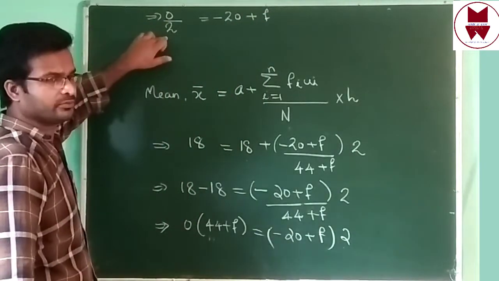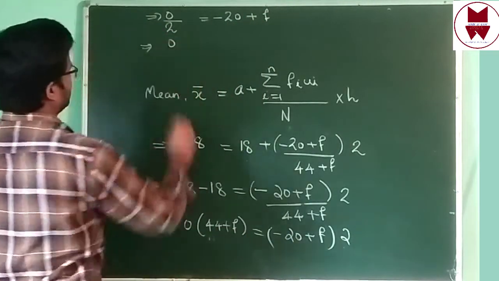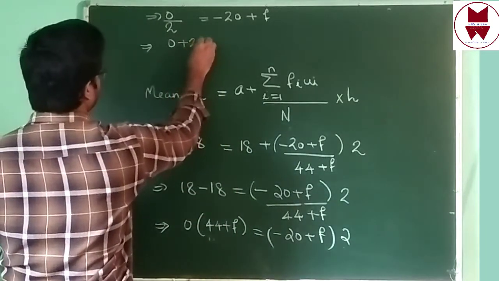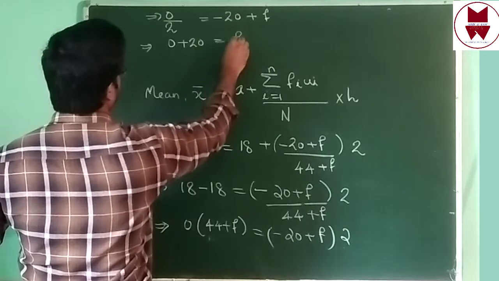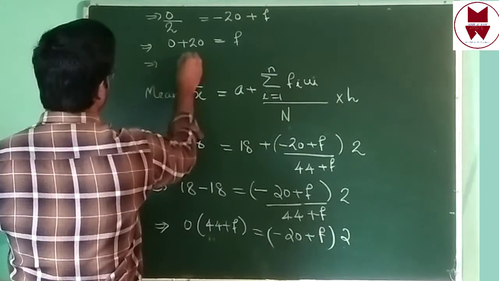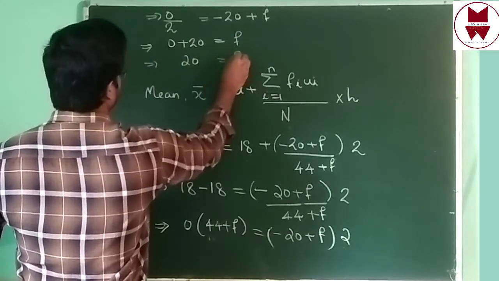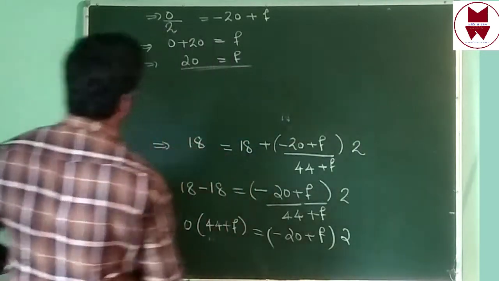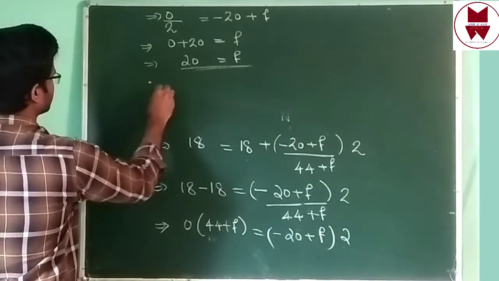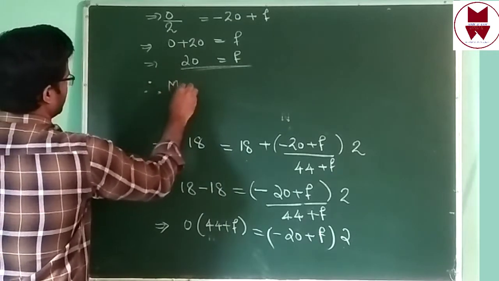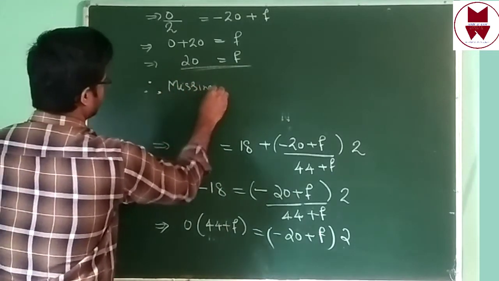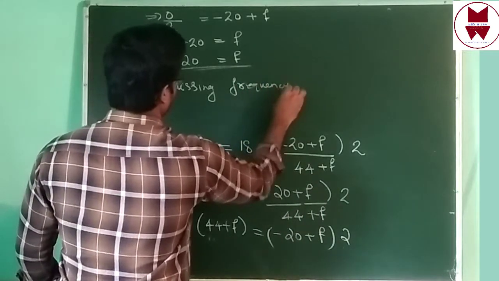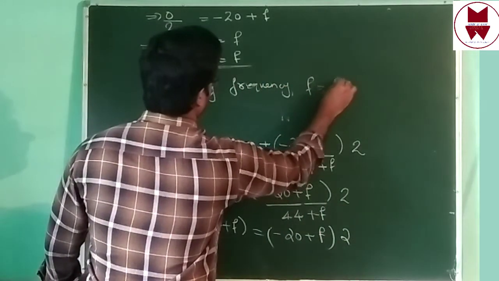0 divided by 2, 0, isn't it? This minus 20 bring to the left side. That will be plus 20, equal to the remaining f. Then 0 plus 20 is 20. We got f. Therefore, the missing frequency f equal to 20.